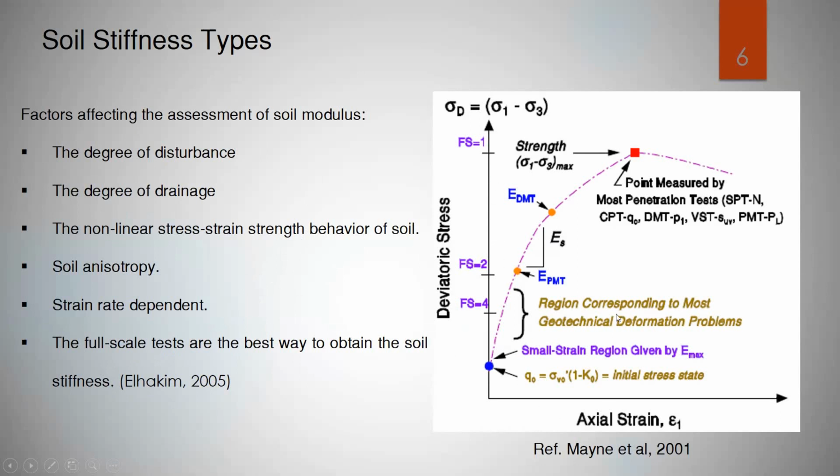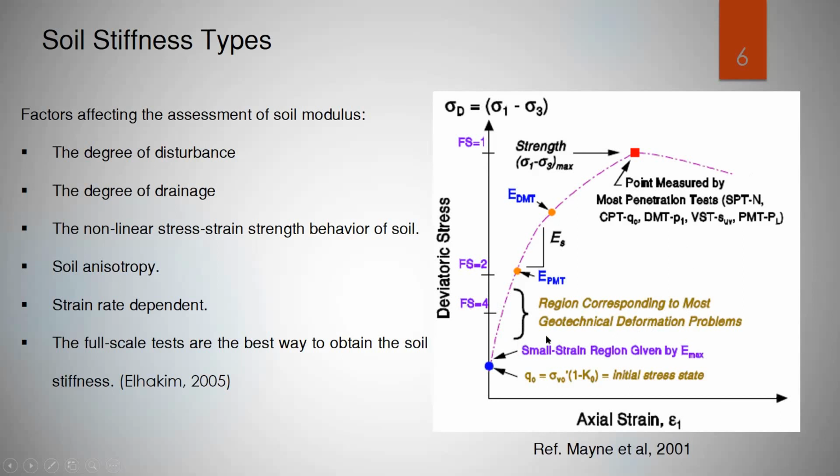In this figure, Mayne in 2001 showed the typical stress-strain curve and the stiffness of the soil corresponding to each in situ test at different stress-strain levels, and also the factor of safety associated with each soil modulus, from the maximum soil stiffness to the minimum soil stiffness. Most of the penetration tests provide the measurement at the maximum strength of the soil at factor of safety equal to 1. While pressuremeter tests and dilatometer tests get this measurement earlier on the curve. But compared to the most of the penetration tests like SPT and CPT, which are maybe beyond our geotechnical deformation problem, at factor of safety equal to 4.